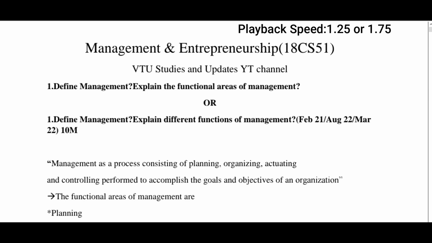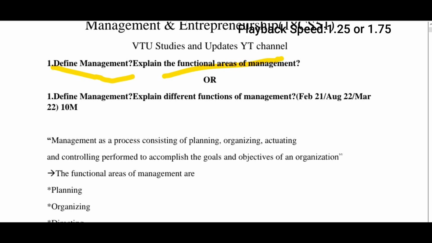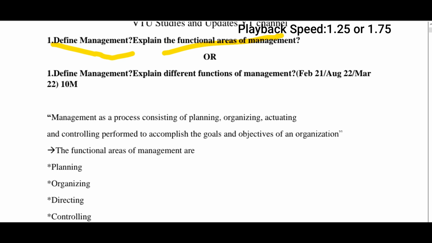Define management, explain the functional areas of management. Or the question could be asked in another way also: Define management, explain the different functions of management. So management is a process consisting of planning, organizing, executing, and controlling performed to accomplish the goals and objectives of the organization. In short, management is a process which is used to achieve the goals of an organization with the help of planning, organizing, and controlling.